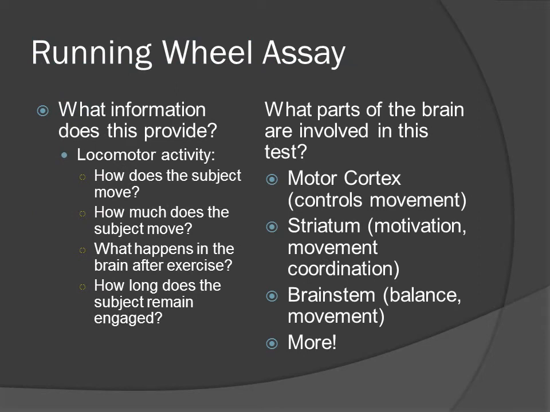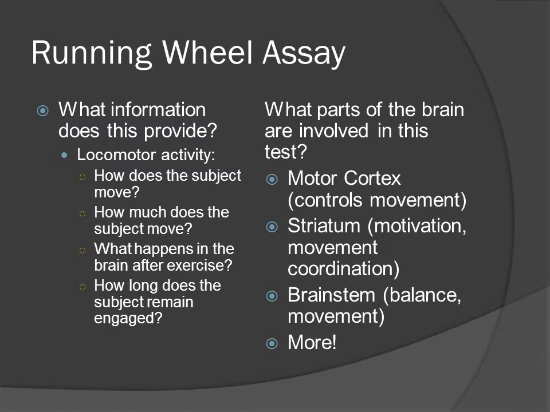The running wheel assay is a measure of locomotor activity in animal models and involves observing how much a subject runs in a wheel or on a small treadmill. The running wheel assay can be used to answer such questions as, how does the subject move? How much does the subject move? What happens in the brain after exercise, which can be figured out by using biological tests in conjunction with assays of this sort? And how long does the subject remain engaged?